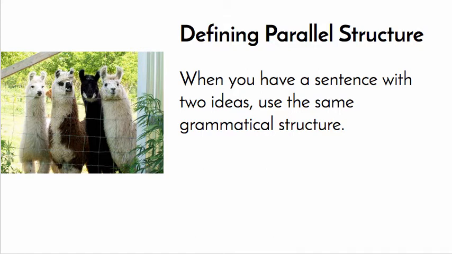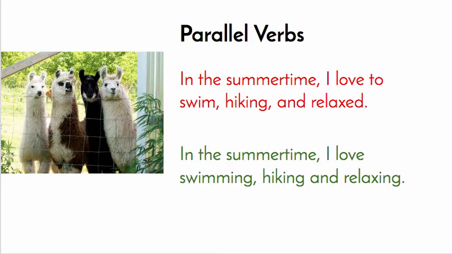So first, let's talk about parallel verbs. Here's a sentence that is not parallel. In the summertime, I love to swim, hiking, and relaxed. You can see that I have three different types of verbs there: swim, hiking, and relaxed. They're all in a different tense, and they're all conjugated differently.